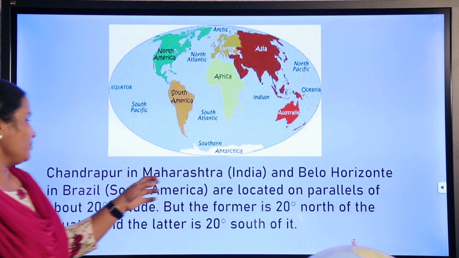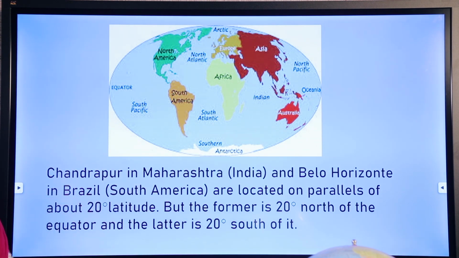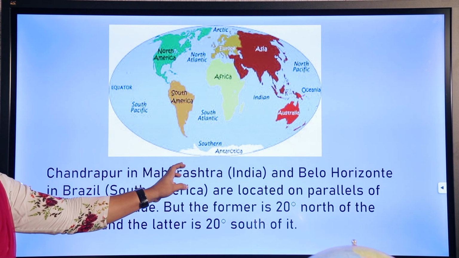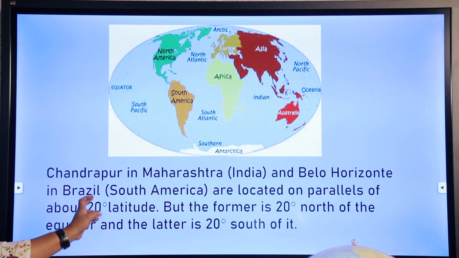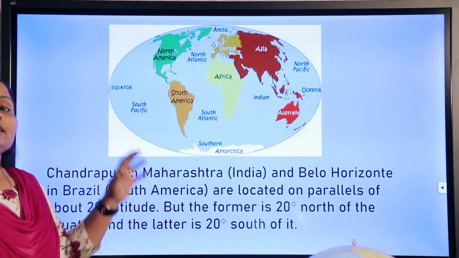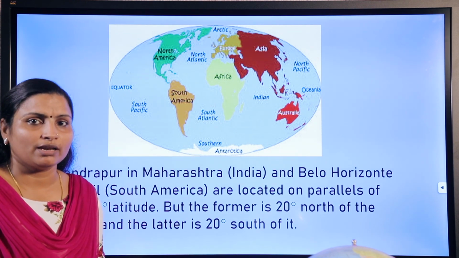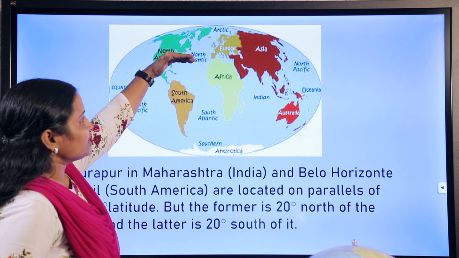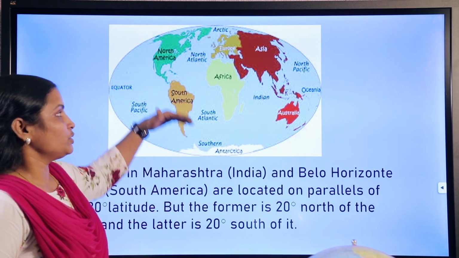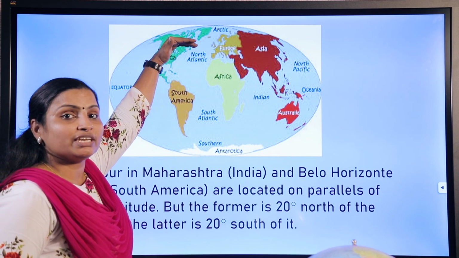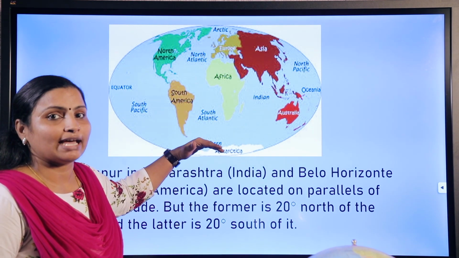Here we can check. See, in this map, Chandrapur, it is in Maharashtra. It is in India, and we know India, it is in Asian continent. Then another place, Belo Horizonte in Brazil. Brazil, it is in South America. These two are located on 20° latitude. How is it possible? See, 20° north latitude and 20° south latitude. India, it is on 20° north latitude and Belo Horizonte, it is on 20° south latitude.